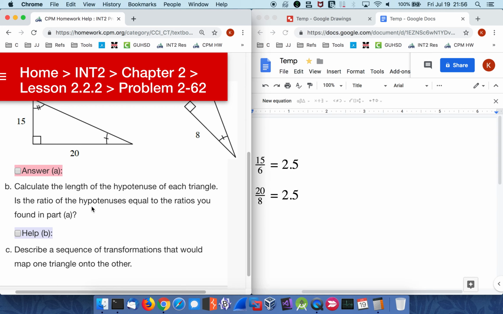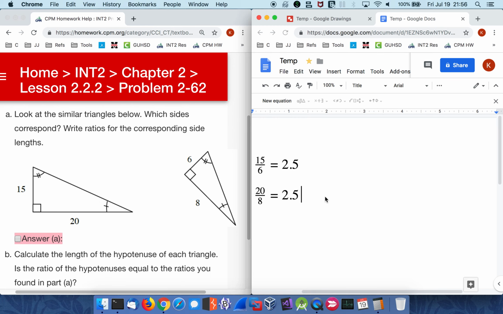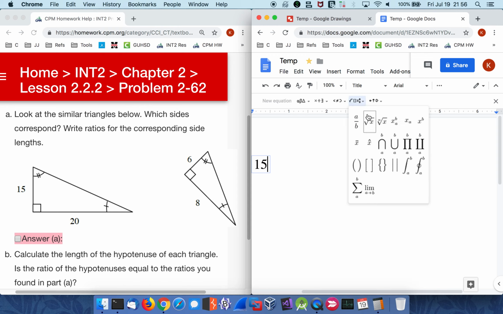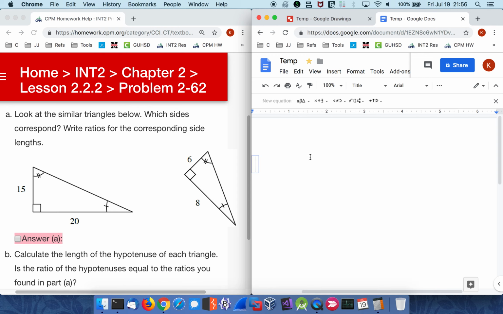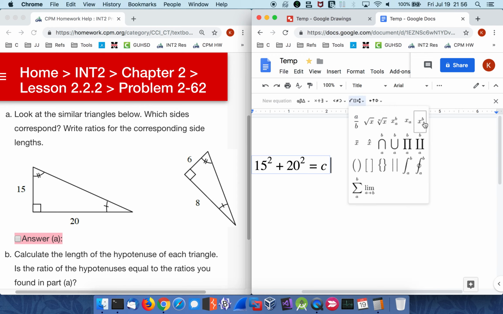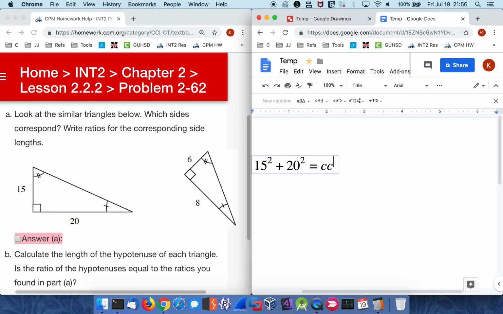All right. So now we want to calculate the length of the hypotenuse of each triangle. Okay, so let's go ahead and do that. So let's do the 15 one first. So 15, and then, well, let's see, probably easier if I do it this way. So 15 squared plus 20 squared should equal c squared.